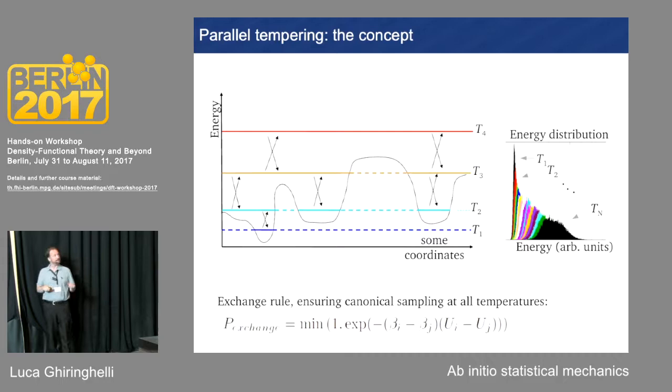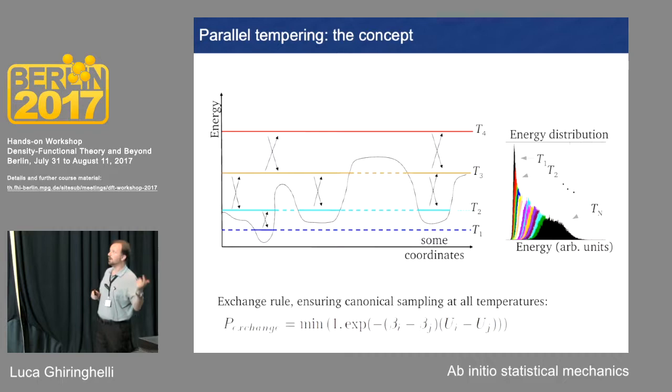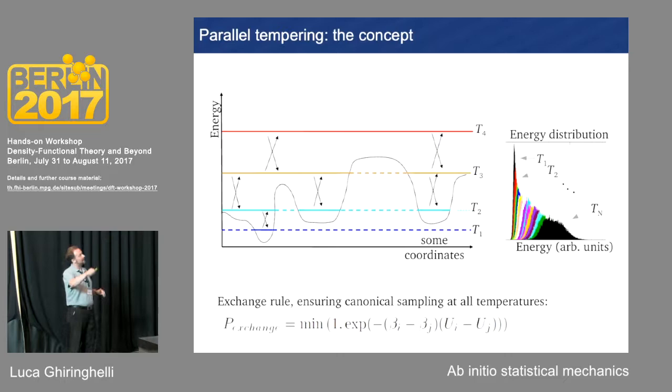So if we have a sampling of the system at different temperatures at once, and every now and then we ask a configuration that is part of the sampling at one temperature whether it can belong to a sampling at another temperature, and we actually exchange configurations between the temperatures according to the probability that the configuration can be in the other temperature, then we have a canonical sampling, a proper sampling at all temperatures at once. So this is the probability to accept the exchange.